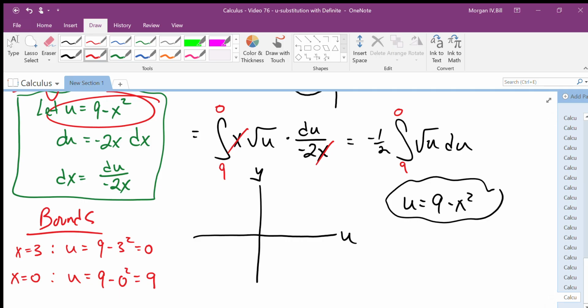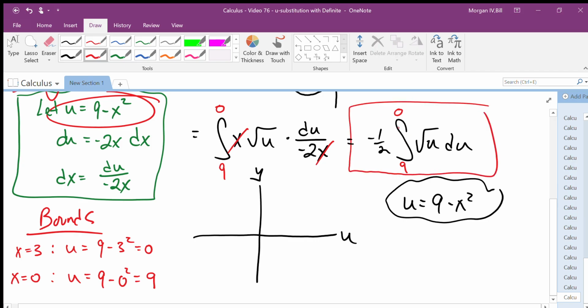However, when we go over here to this portion, we have negative 1/2 times the integral from 9 to 0 of square root of u du. Convention says we typically have a lower bound that is less than our upper bound. So we're going to switch those. Instead of going from 9 to 0, we're going to go from 0 to 9. And when we do so, remember that creates a negative. We already have a negative 1/2 out front, so that becomes a positive 1/2. So this is equal to positive 1/2 integral from 0 to 9, switching those bounds, of square root of u du.